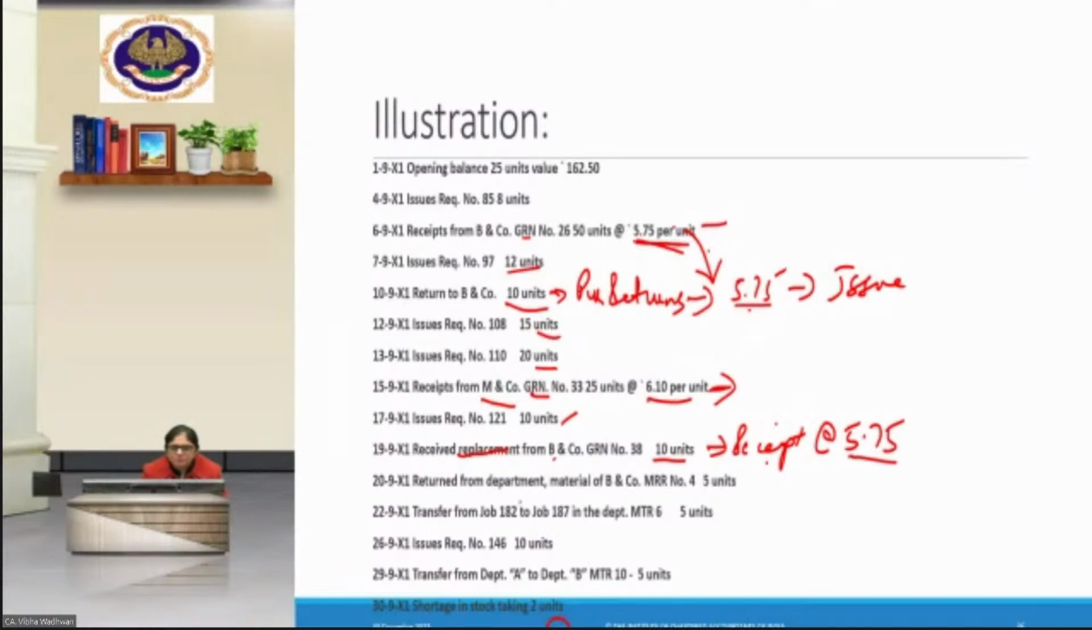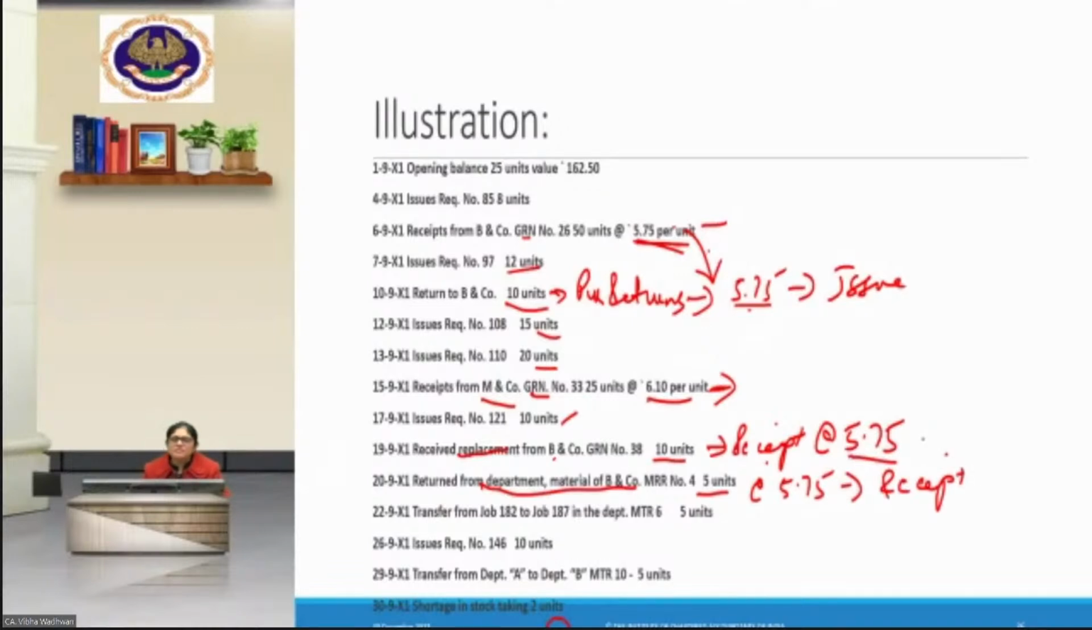All right. Return from department, material of B company. That means we have issued to production and that department has returned it back. The material must be surplus with them, so they are returning it back to the stores. All right, so this is different. On 20th of September, the department to which we have issued the material has returned it back to the stores, maybe because it must be surplus to them. So 5 units they have returned, and the material of BN company must be issued at 5.75 only. So 5.75 will come at the receipt column again.